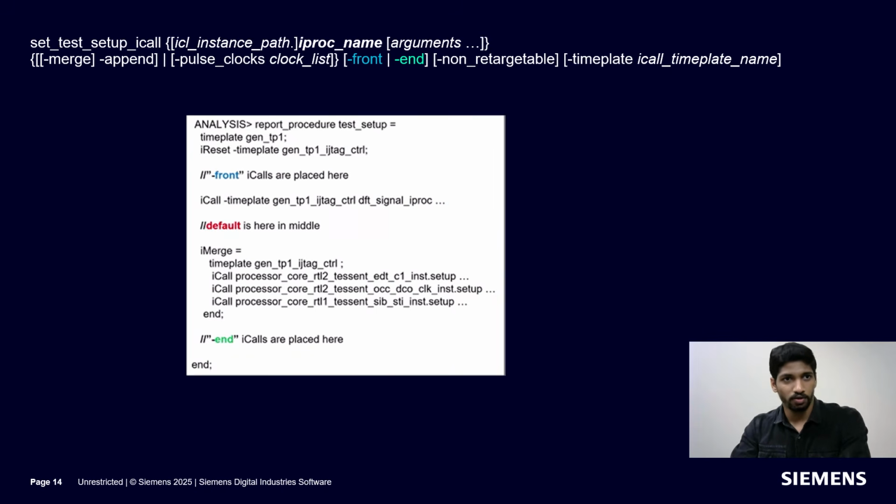This is an example of set test setup icall where we have all these options to include. You can provide the ICL instance path, the iproc name, and the front and end switches. By default, the tool inserts the icall in the middle. But if you want the tool to insert the icall in the front or end, you can use these switches.